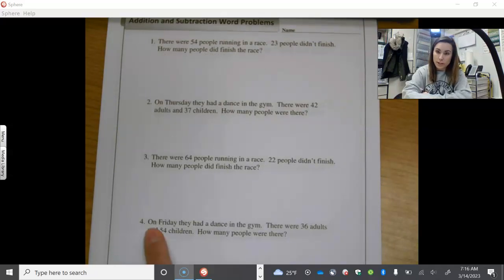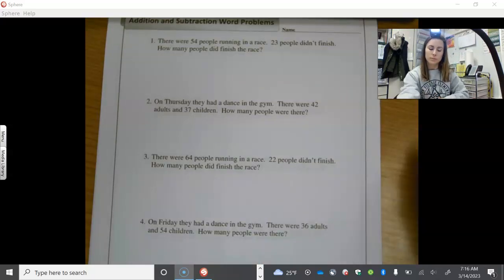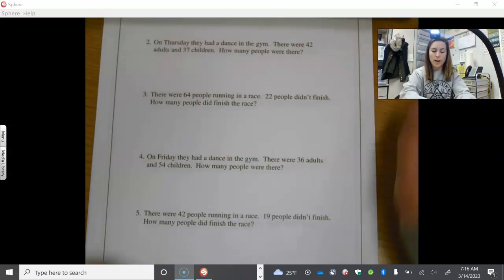Okay, another dance in the gym for number 4. On Friday, they had a dance in the gym. There were 36 adults and 54 children. How many people were there? Okay, make sure you pause it. I'm about to read number 5.